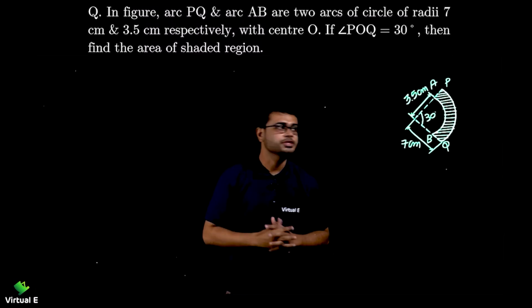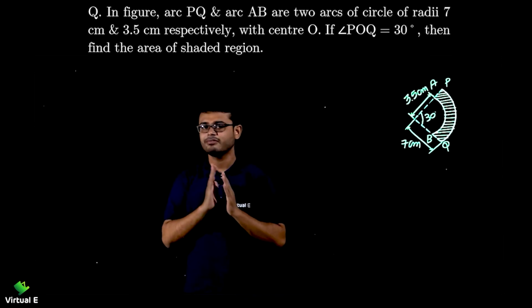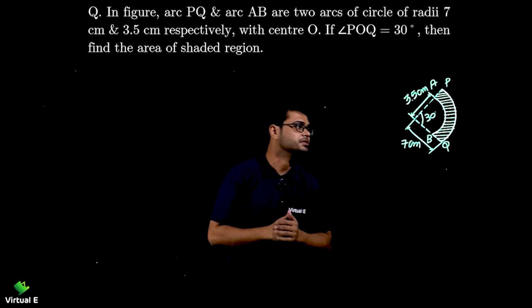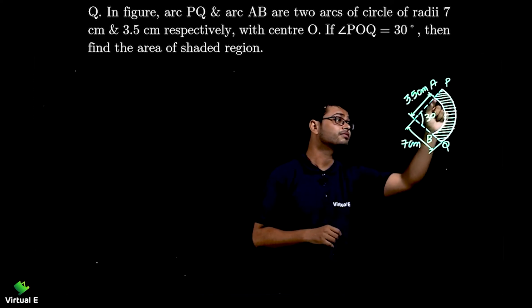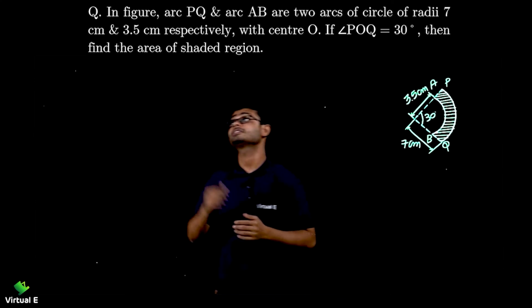Let's start with new questions now. This is something else that we have not discussed so far. That's why we are discussing. So the figure is already given in the question and we need to find the area of the shaded parts. Remember, let's read the question.